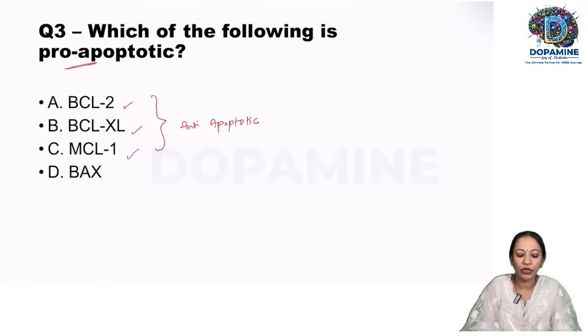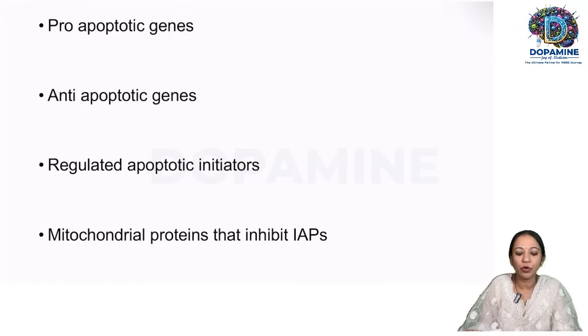So what is pro-apoptotic here? It is BAX. So we have two pro-apoptotic genes. One is BAX, the other is BAK. So we'll quickly see about this apoptosis, also known as programmed cell death. Programmed cell death is apoptosis.